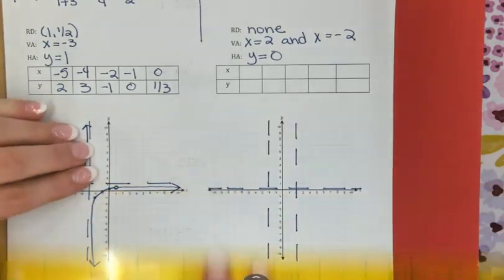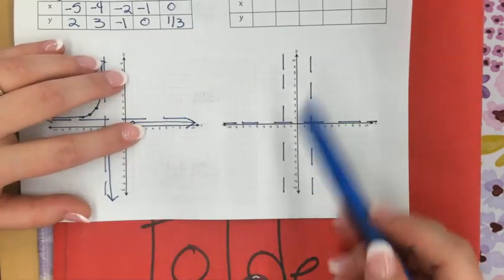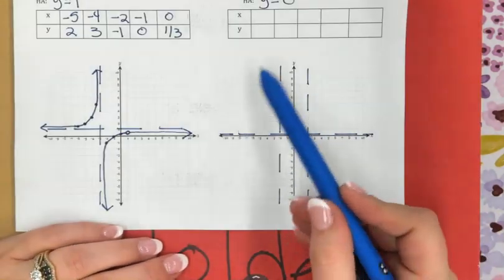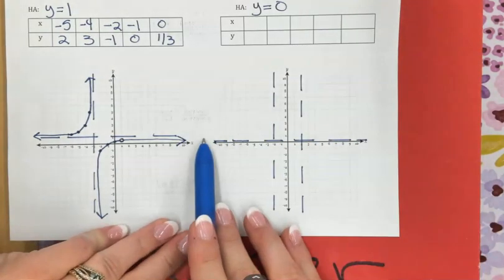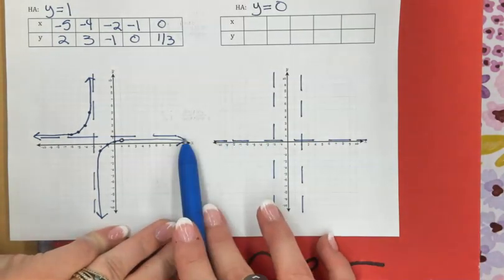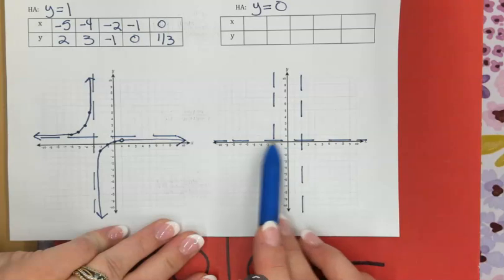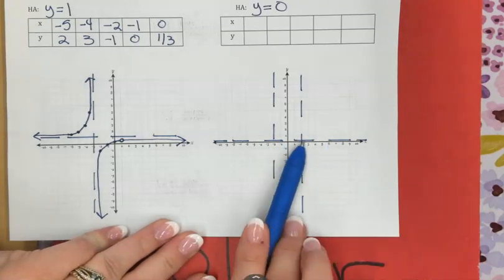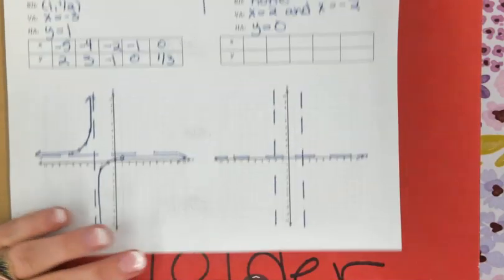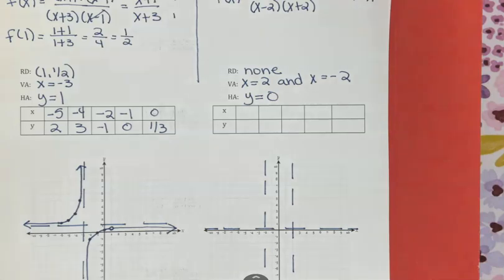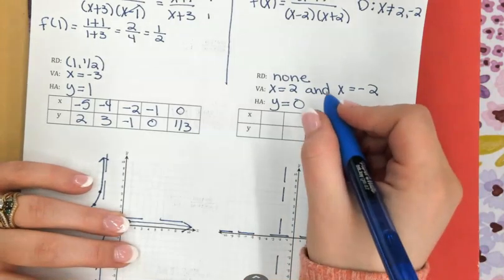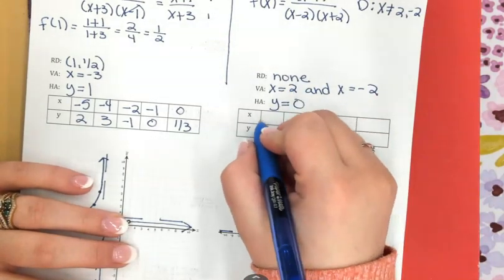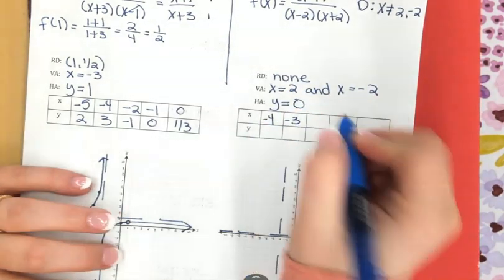Now, because I have two vertical asymptotes, I'm going to have 3 parts to my graph. So I'm going to need to make sure I get x values that are to the left of this asymptote, x values that are in between these two, and x values that are to the right. So let's start with a few. Let's go with what's on the left first. So I'm going to go with -4 and -3 just for funsies.